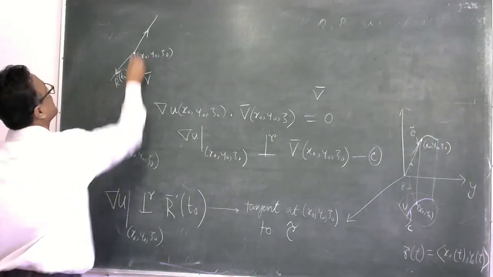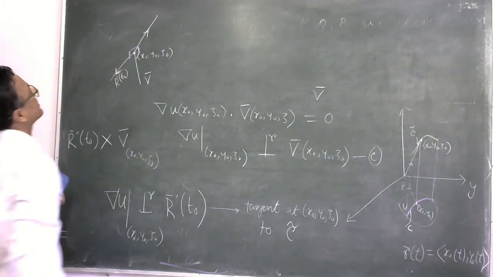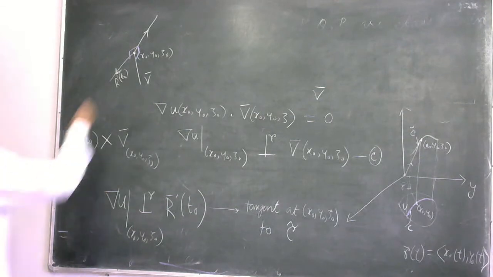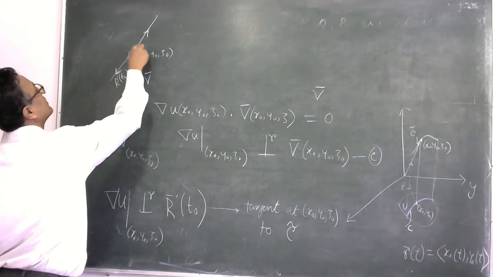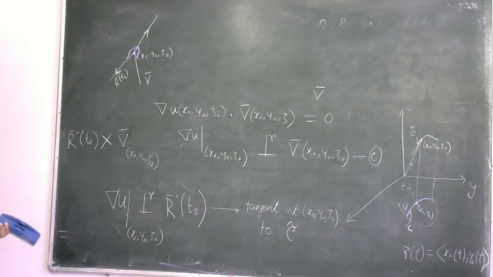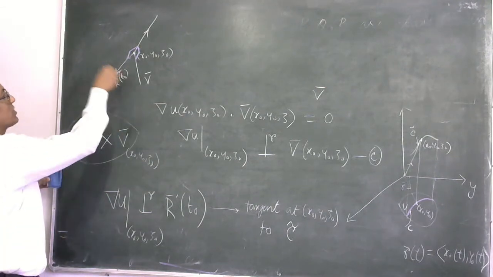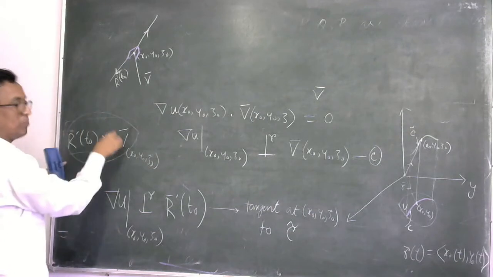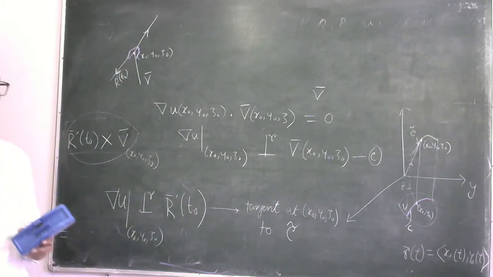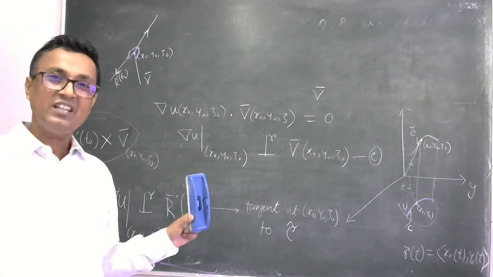So basically, what is happening? Sorry, this is 90 degree. This is 90 degree, and this angle is 90 degree. Are you getting my point? I have this situation, right? So what does it mean? Say this is a vector perpendicular to both r prime t naught and v. So that means the direction of this vector must be along the direction of grad u. Is everybody fine with this?